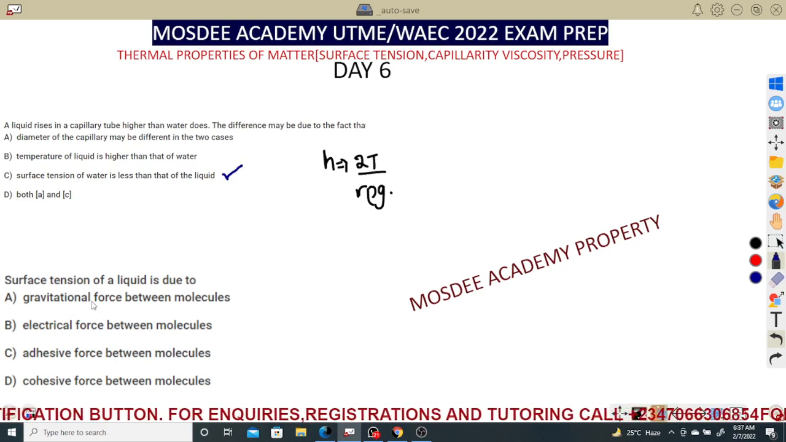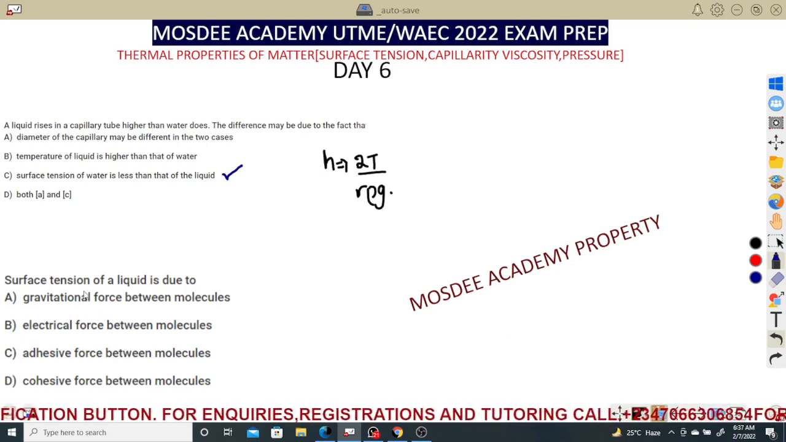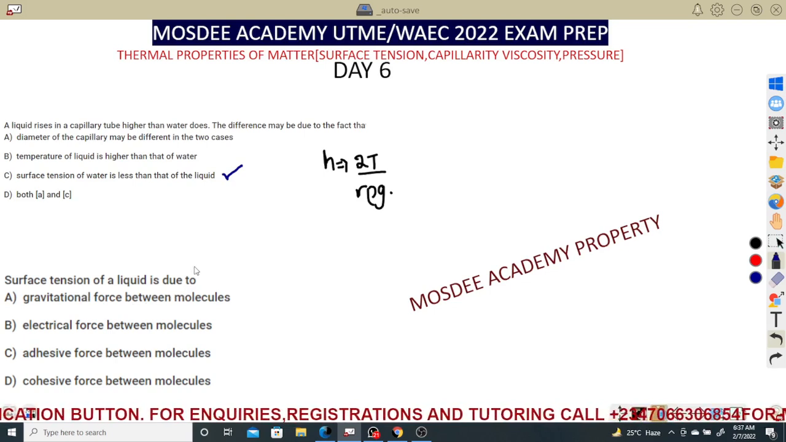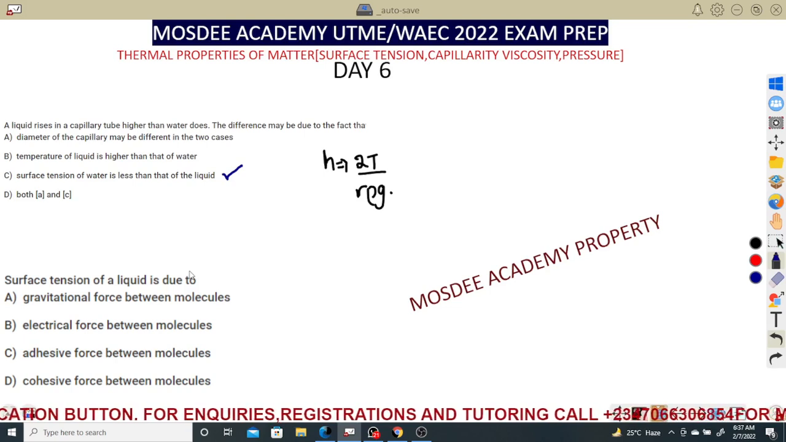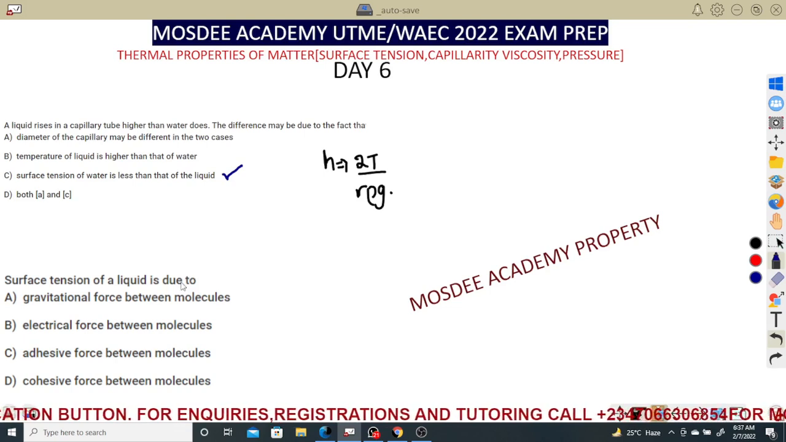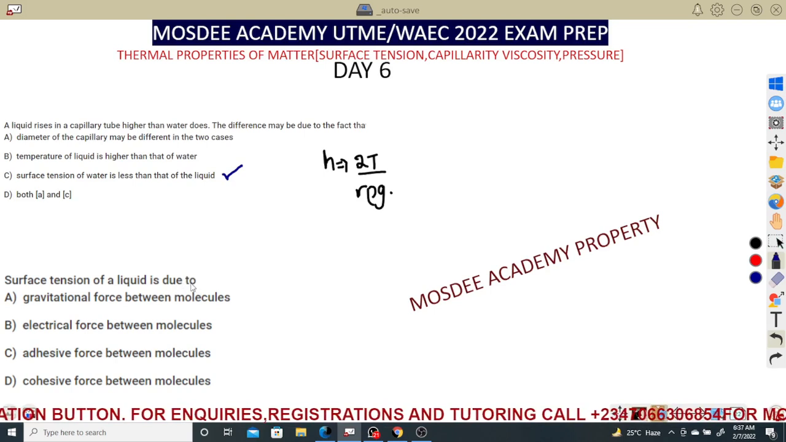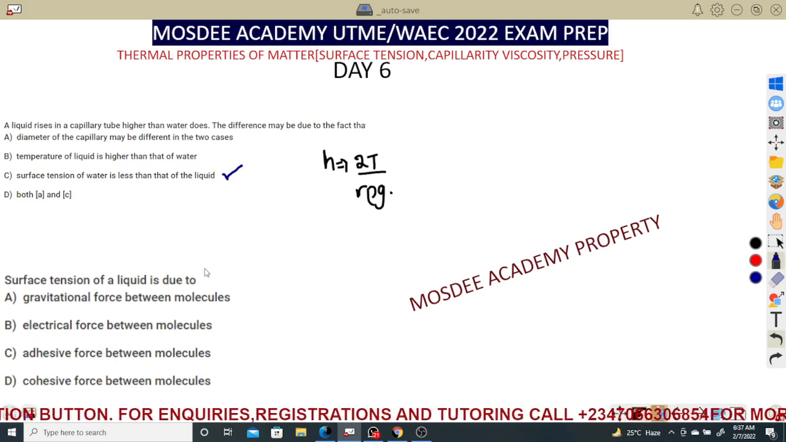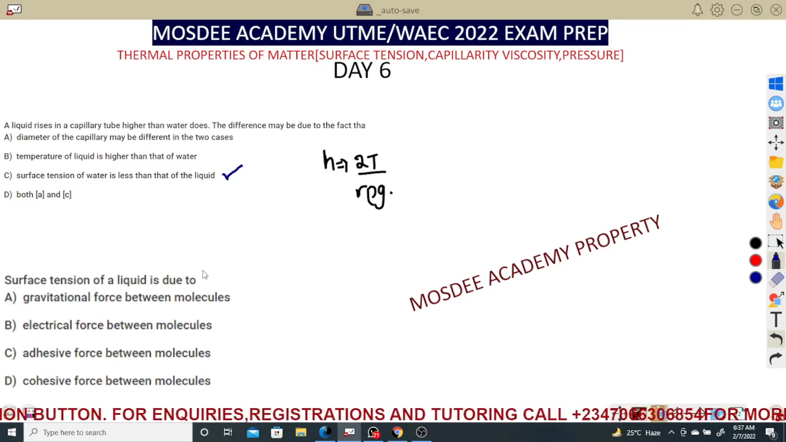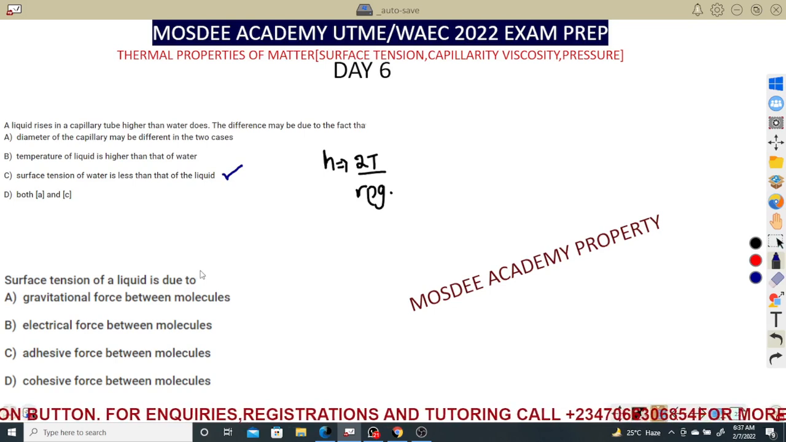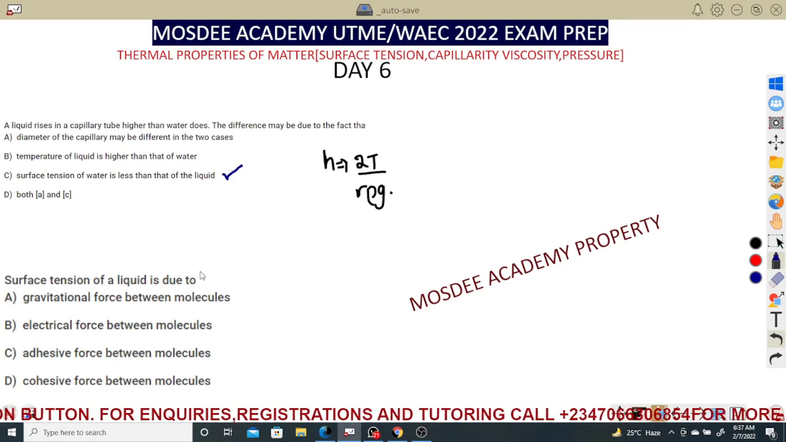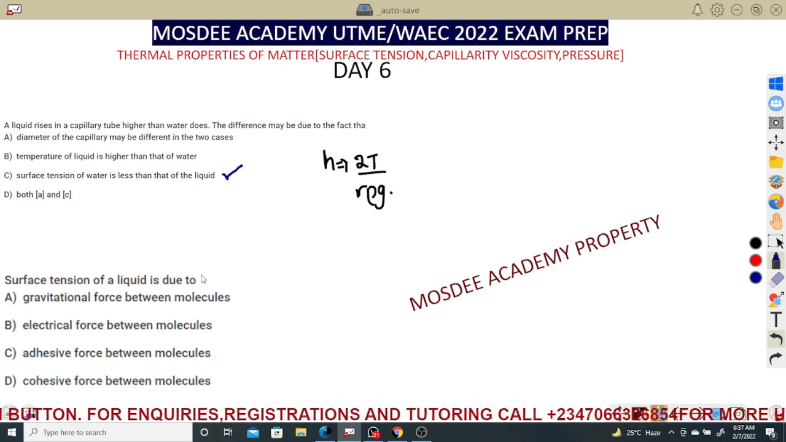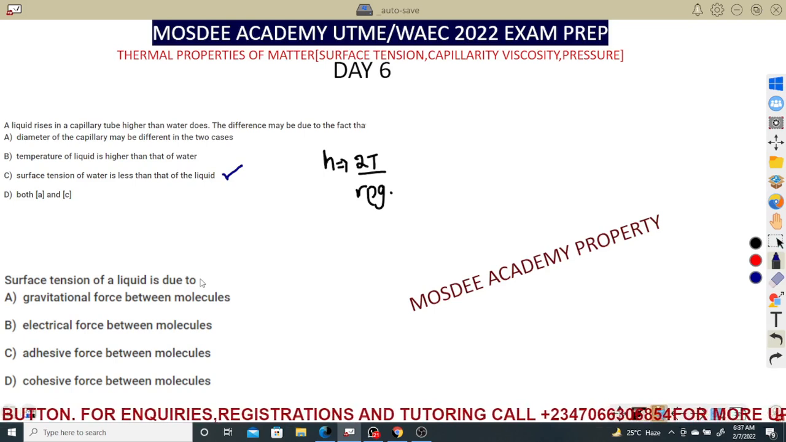The second one is about surface tension too. Surface tension of a liquid is due to dash. Now, surface tension, we say, is the tangential force or the intermolecular forces that act at the surface of a material that make it look like a stretched elastic membrane. That is the basic definition. It is a kind of force that acts in all directions, a similar force between molecules that makes them stretch.